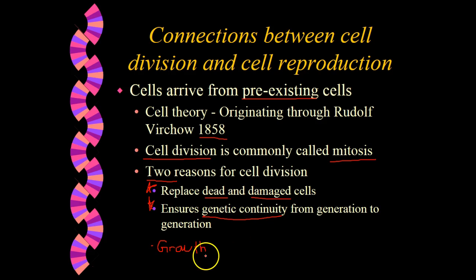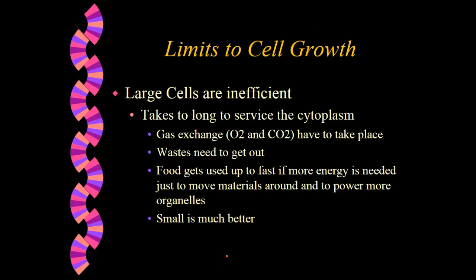Okay, and so if an organism needs to grow, or wants to grow, or has to grow, it grows not by the size of the cell, it grows by the number of cells that it contains. And how does it grow by the number? The number that it currently has divides and produces bigger numbers.